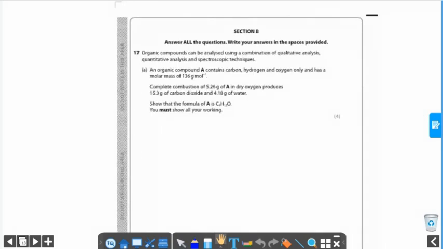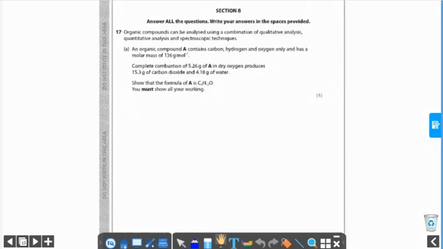Section B. Organic compounds can be analyzed using a combination of qualitative analysis, quantitative analysis, and spectroscopic techniques. An organic compound A contains carbon, hydrogen, and oxygen, and has a molar mass of 136. Complete combustion of 5.26 grams of A in dry oxygen, in the absence of water, produces 15.3 grams of carbon dioxide and 4.18 grams of water. Show that the formula of A is C9H12O.